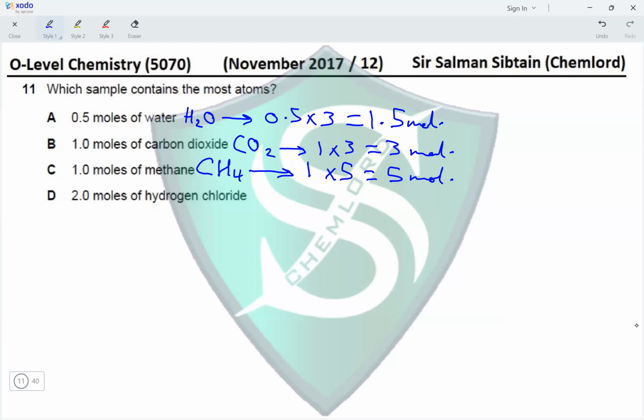And the next one is 2 moles of hydrogen chloride. Hydrogen chloride is HCl. There are 2 atoms present. So 2 moles into 2 atoms gives us a total of 4 moles of atoms. So the question has asked us which sample contains the most atoms. So out of the calculated moles of atoms, 5 moles is the largest value obtained, making option C the correct option for this question.